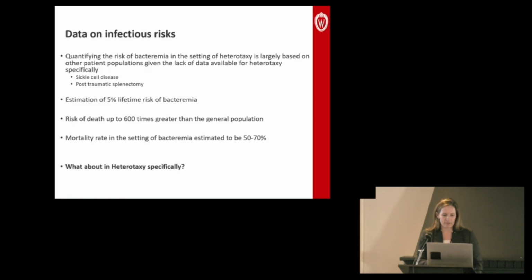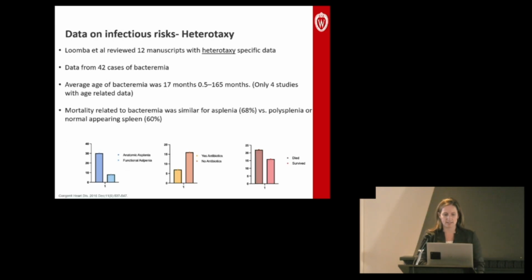I'll go over this data pretty quickly because we've reviewed it already. There's an average of about a 5% lifetime risk of bacteremia, and most of our data is coming from the sickle cell population and post-traumatic splenectomy. What we know about bacteremia is that it's specifically dangerous, and our patients are at risk of this overwhelming infection that happens so quickly. So we really try to guide our patients as much as possible about the risks, what to expect, and how to act appropriately. But we base a lot of our data on these bigger patient populations, so what do we know in heterotaxy specifically?